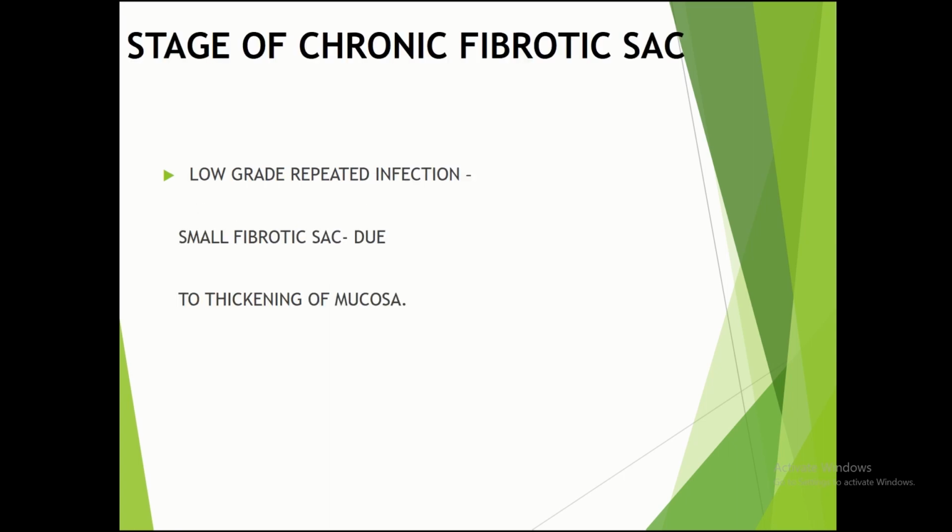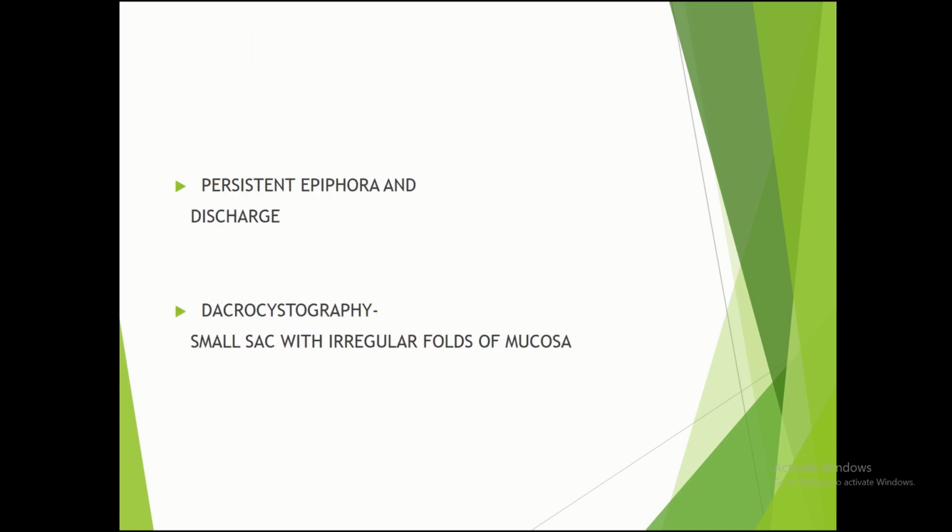Coming to the stage of chronic fibrotic sac, low grade repeated infection occurs. When low grade repeated infection occurs, the sac tends to become more fibrotic because of thickening of the mucosa. There's constant epiphora and discharge. As with other stages, if we do a dacryocystography, you can find a small sac with irregular folds of mucosa.